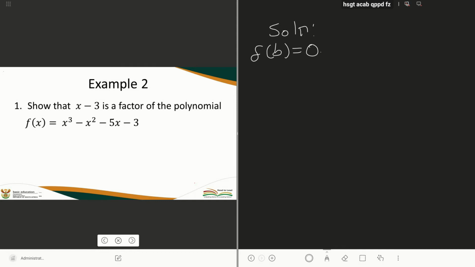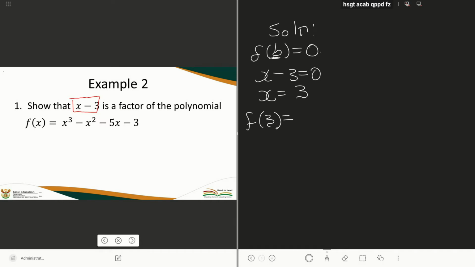Okay? Where do I get this b? How do I determine b? Straightforward. You just go to your divisor, take your divisor, and equate it to what? To 0. Therefore, your x is equal to 3. In place of b, now I have what? I have 3. So in other words, I'm looking for what? My f at 3 must be equal to what? Must be equal to 0.